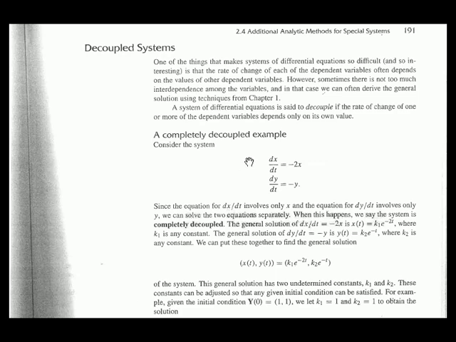Like this is a fully decoupled system. That just means the first equation involves only x, and it could involve t also. The second equation only involves y. And so basically that's just two Chapter 1 problems, so it doesn't really even belong in this chapter. So we're going to look at partially decoupled problems where you can solve one of the equations and then plug that in the other.